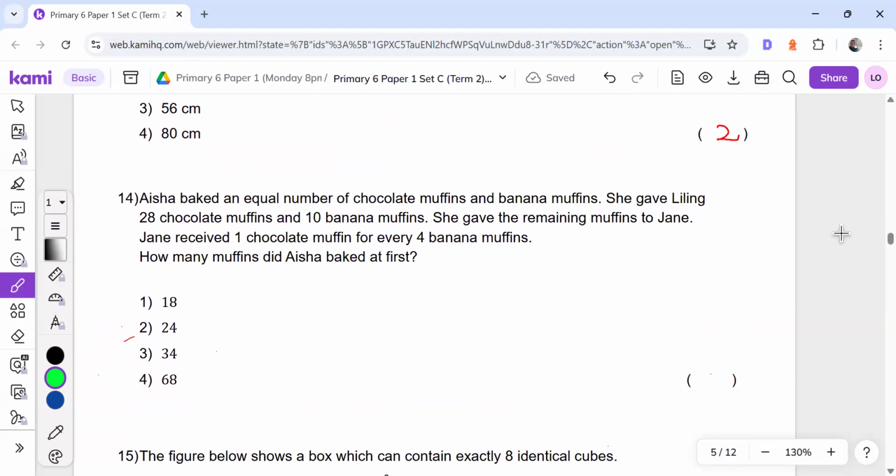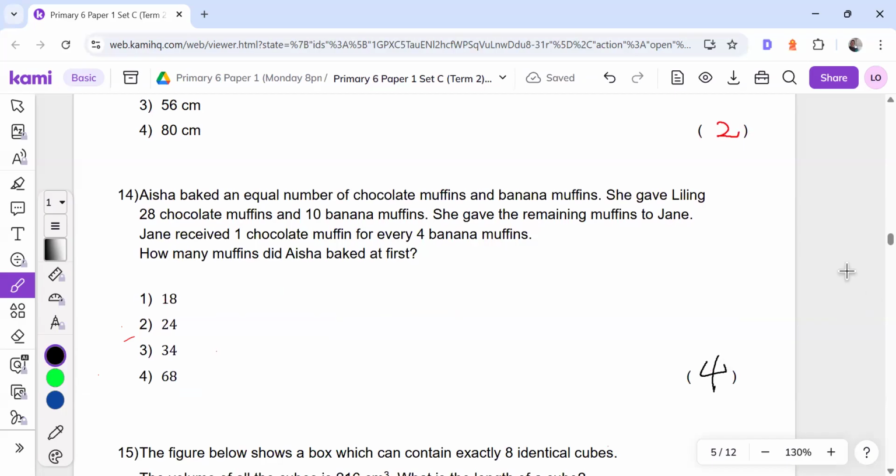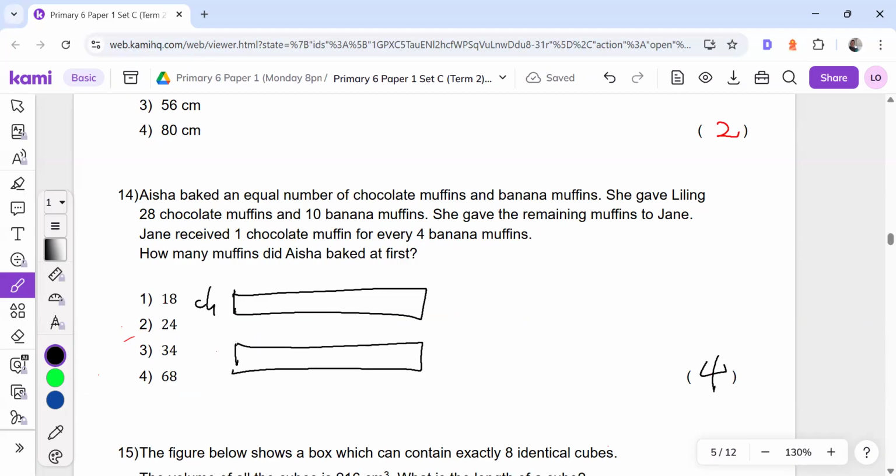Question 14, and your answer will be number 4. Okay, number 4. How to do this? Some of you may get confused. I shall bake an equal number of chocolate and banana. If you don't know how to do it, draw a simple model.